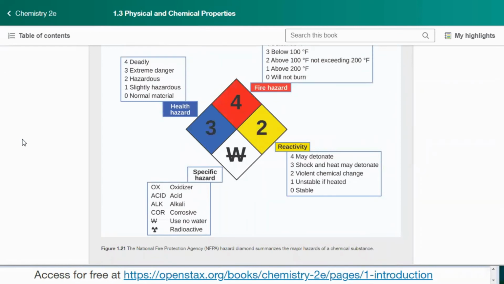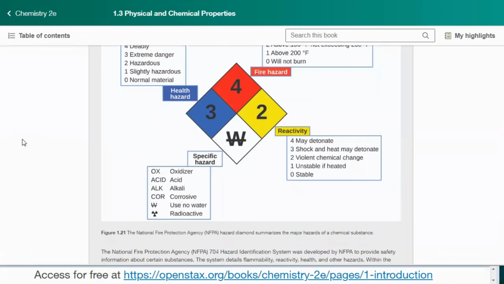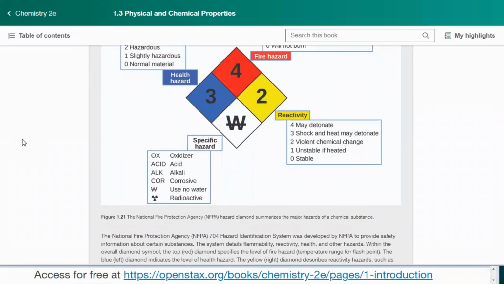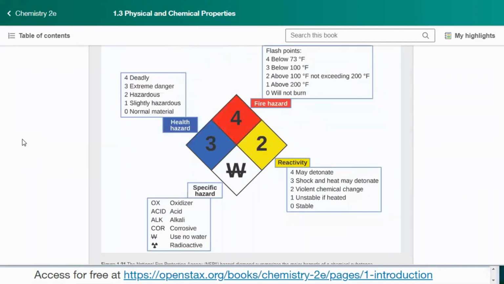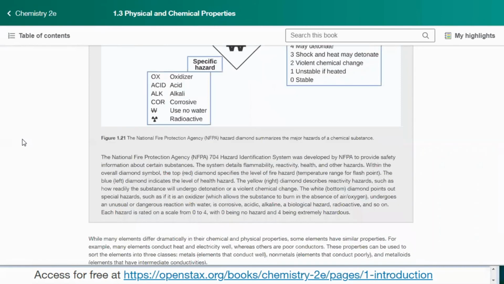I'd presume water would be one of the nicer ones. You ought to get zeros for all the hazards. And I don't know how that would be classified for a specific hazard. I guess it would be just blank. So that's just something to learn. And there's some specifics here. Perhaps no need to go into the specifics. We'll just move on.